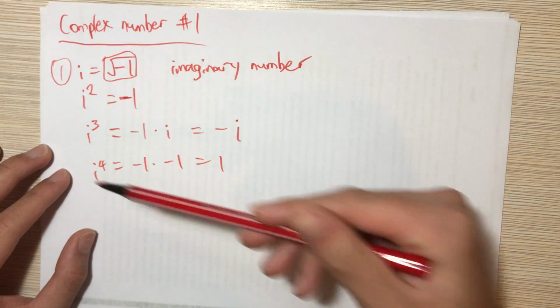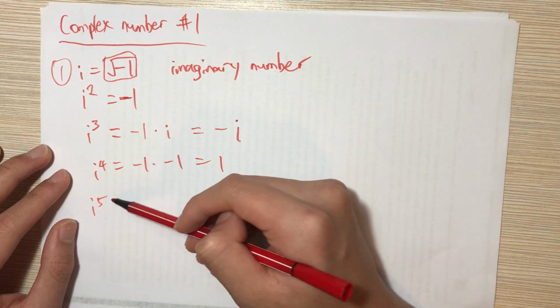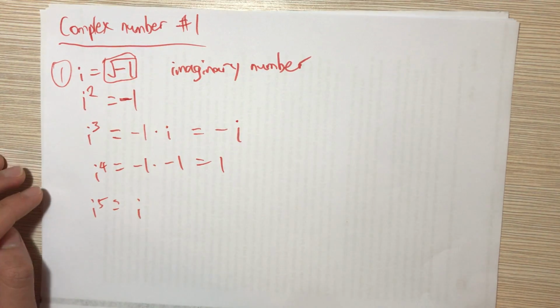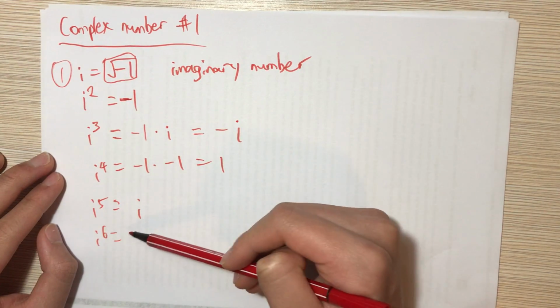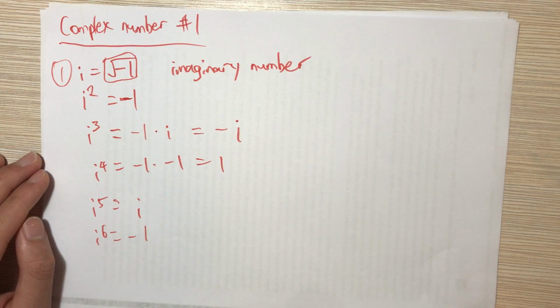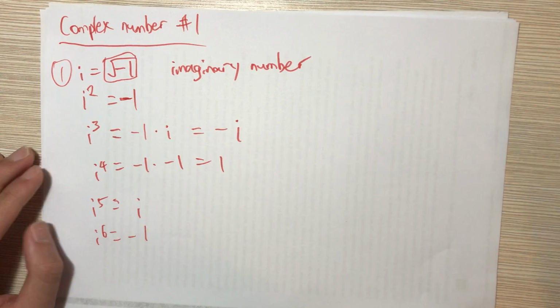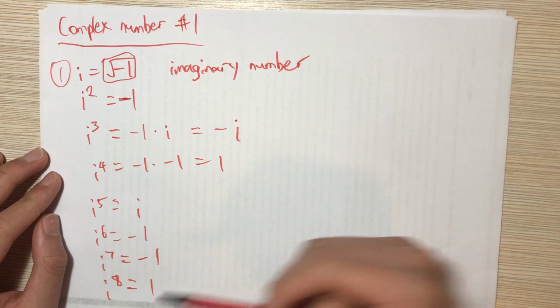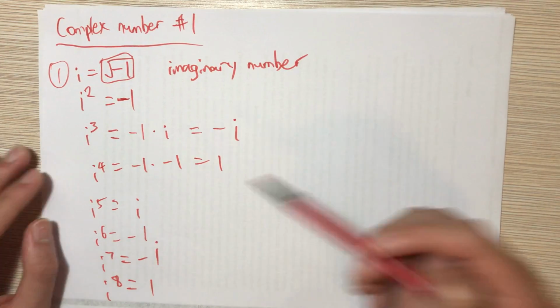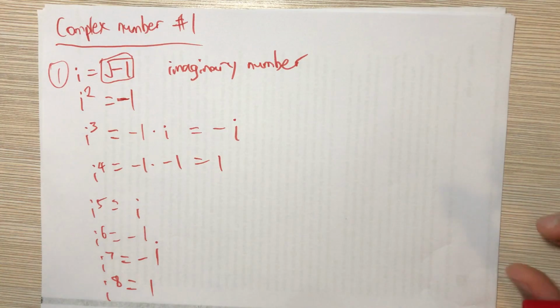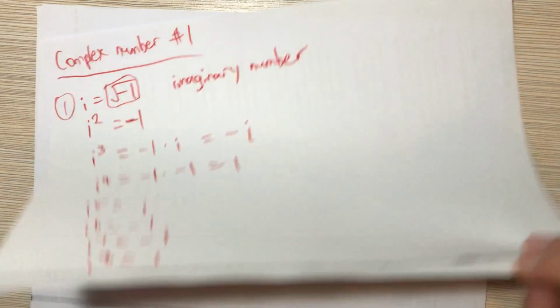And now this repeats. i to the fifth power equals i, and i to the 6th is equal to -1. And i to the 7th is -i, i to the 8th is 1. This keeps on repeating.